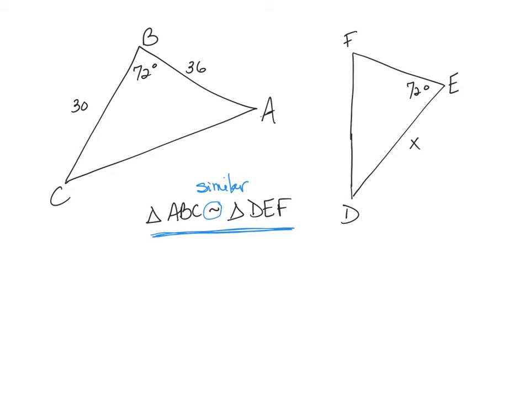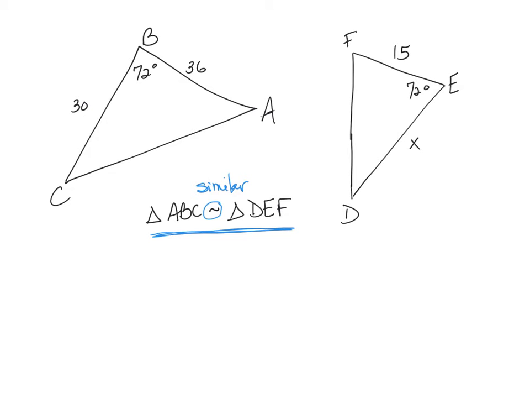Now, looking at my drawing, you'll notice how the orientation or the position of the triangles don't exactly match. Okay, so what we need to do to set up our proportion is make sure we match up the correct angles to the corresponding correct sides. Otherwise, when we solve our proportion, it'll be incorrect.